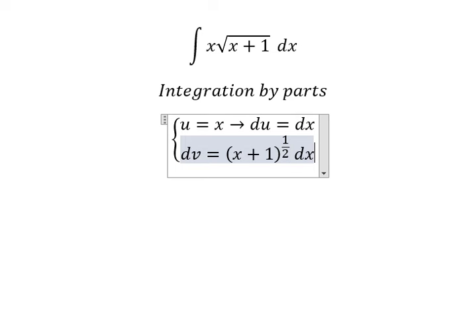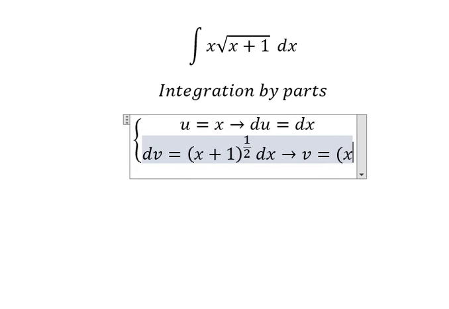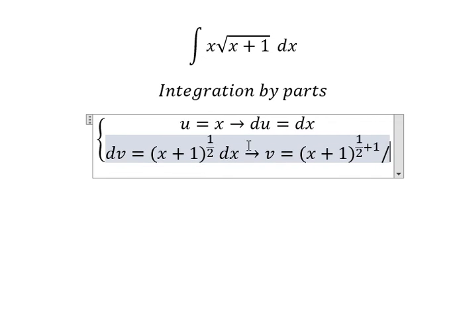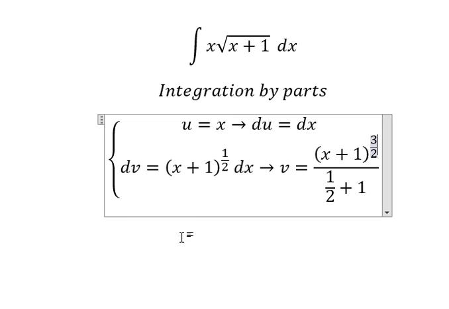The integration of this one, we have s plus 1 to the power of 1 over 2 plus 1, over 1 over 2 plus 1. So this one we have 3 over 2 and 3 over 2.